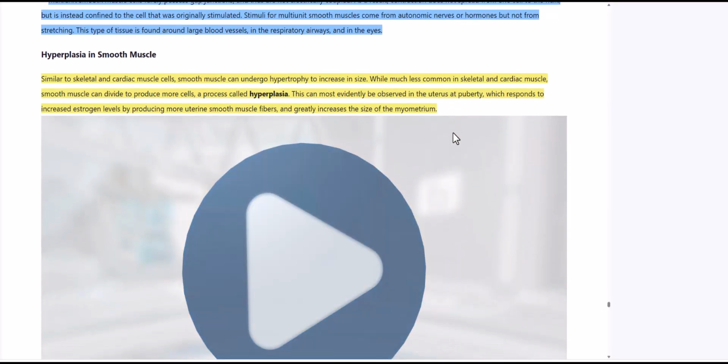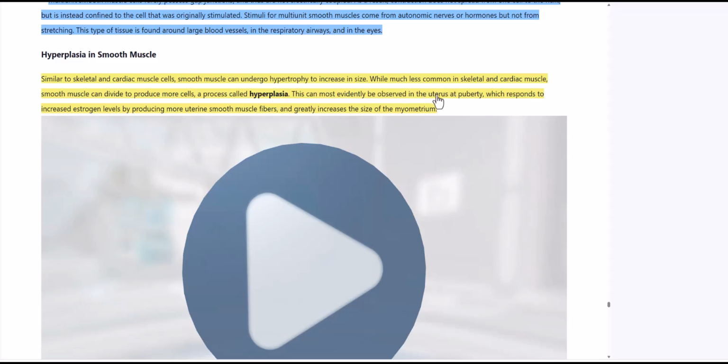Ooh, one more last thing, and this is a similarity: skeletal muscle and cardiac muscle and smooth muscle can all undergo hypertrophy. Hypertrophy is a term that means increase in size. If you work out in the gym, your skeletal muscles are increasing in their size. They're undergoing hypertrophy. But another thing that smooth muscles can do that is unique is that they can produce more cells. And this is the term hyperplasia. I only want you to think about this in one situation, and that is during pregnancy.